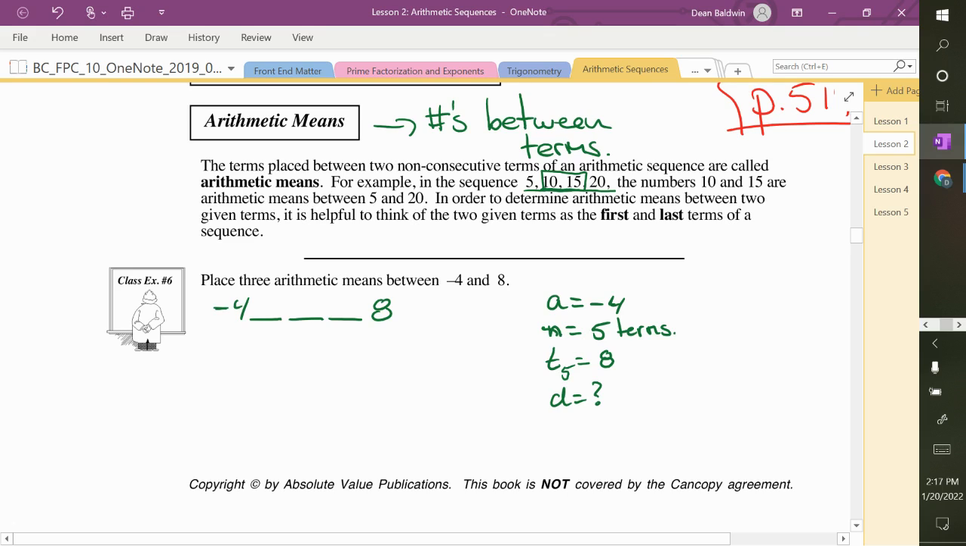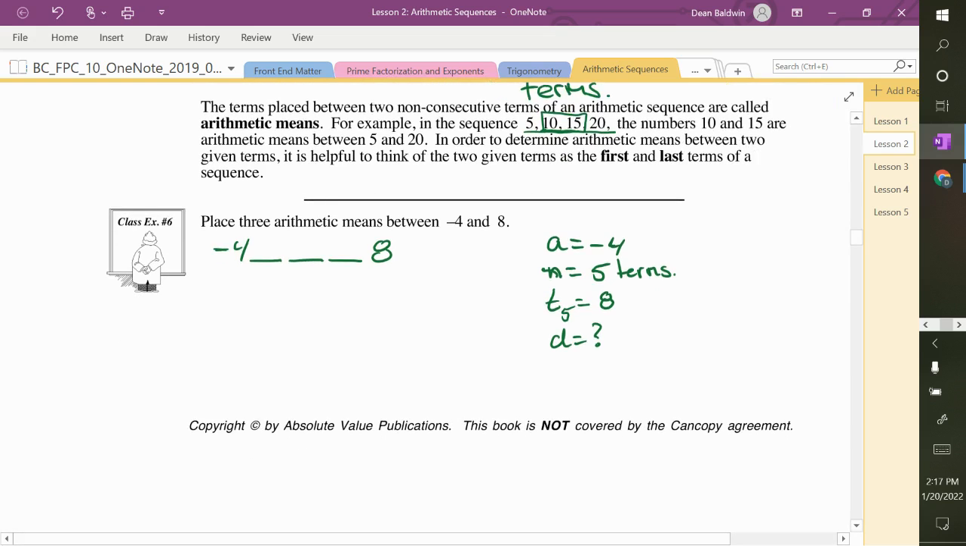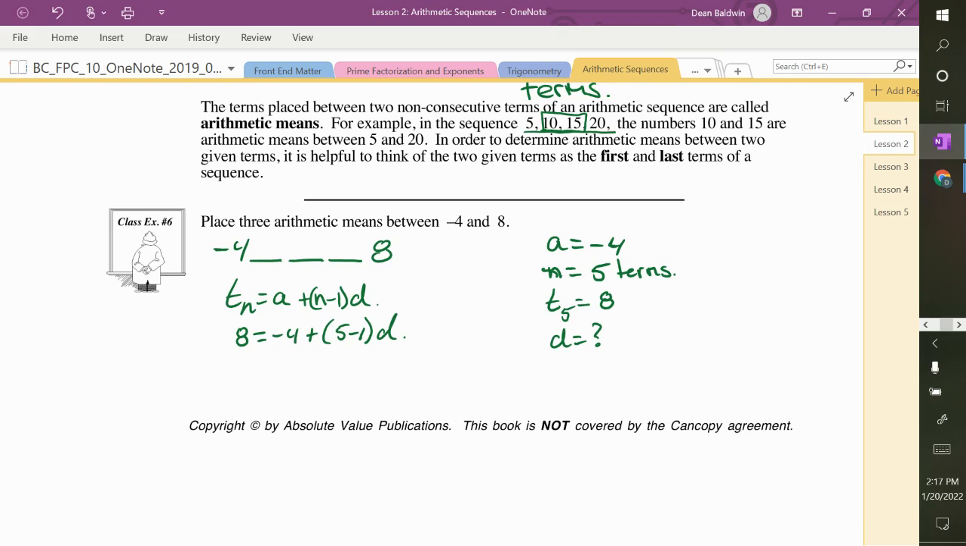We only have one formula right now. Plug in everything to that. So Tn, which is T5, is 8. My A value is -4. My N value is 5. And then you solve for D. So what's 5 minus 1? So I get that.